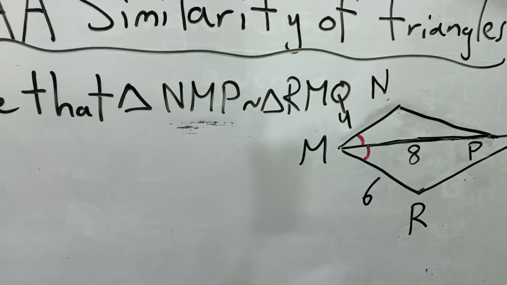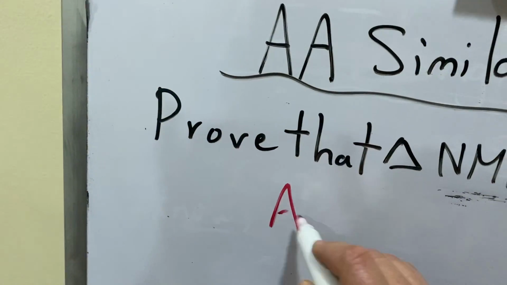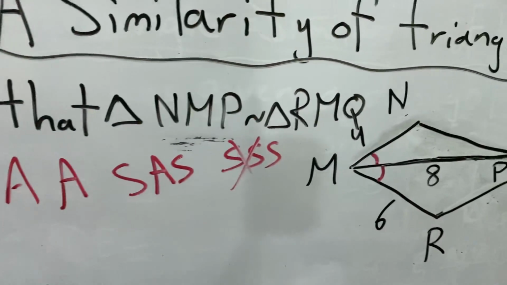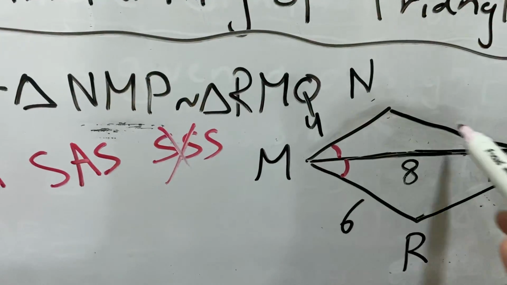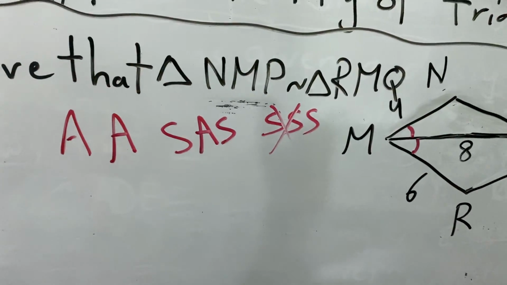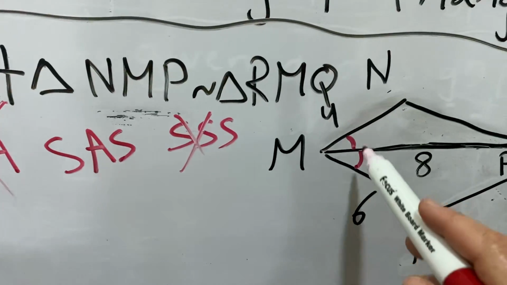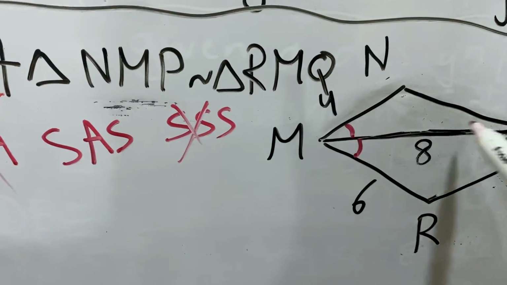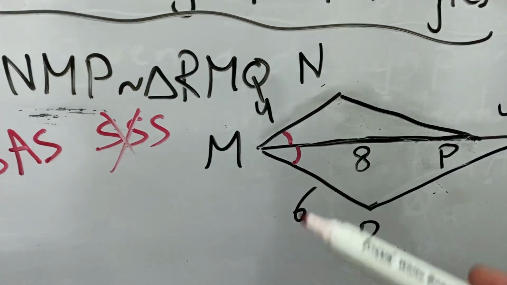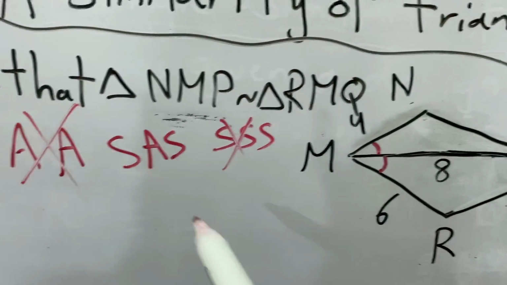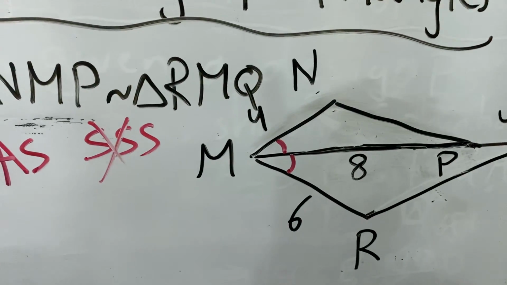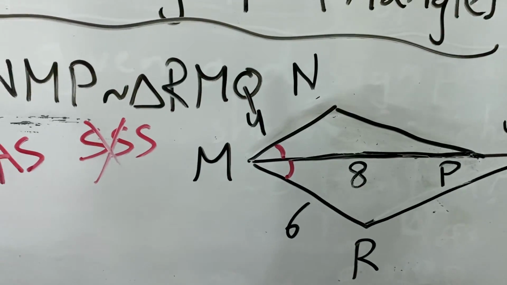Now if I need to prove that they are similar, I have to use either angle, angle, or side, angle, side, or side, side, side. Of course it's not side, side, side, because then he should give me the three sides of each triangle, the small and the big one. And it's not angle, angle, because here he gave me that angle NMP and angle RMP are congruent to each other. It's only one angle. Angle, angle means I need two angles, and there is no information about any other congruent angles, and I cannot find any. So I will never use angle, angle here.